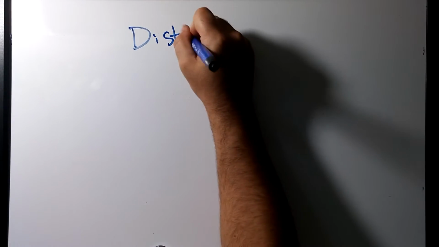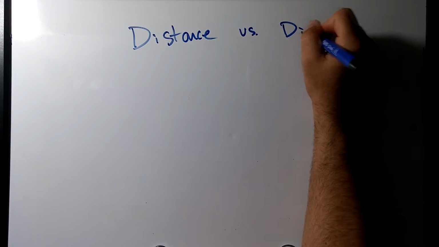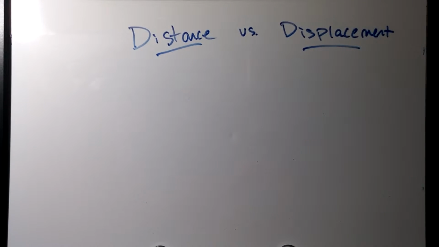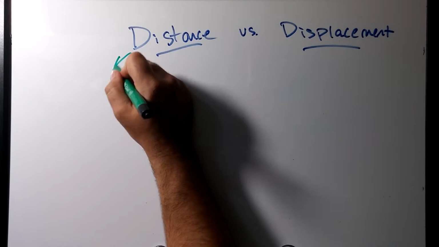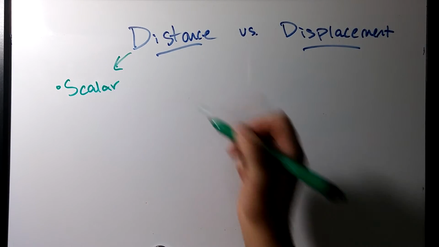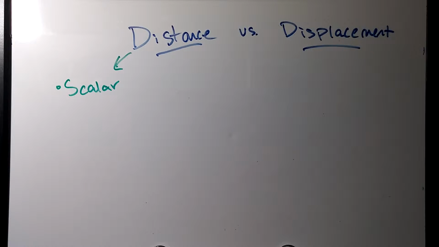Distance versus displacement. Very similar sounding terms, very similar terms in definition and examples, but there are some crucial differences. First and foremost, a distance is a scalar term. What does that mean? It means it only needs magnitude. We don't care about direction. If I were to define it farther, I'm going to say that distance is better defined as how far an object has moved. Not where it's going to finish, not its final location, but how far an object has moved.